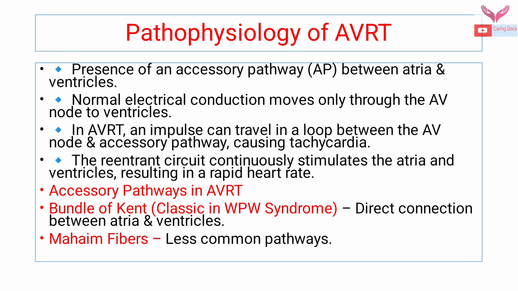The accessory pathway in the AVRT is the bundle of Kent, which is classically seen in WPW syndrome. It is a direct connection between the atria and the ventricle, and a less common pathway is the Mahaim fibers.